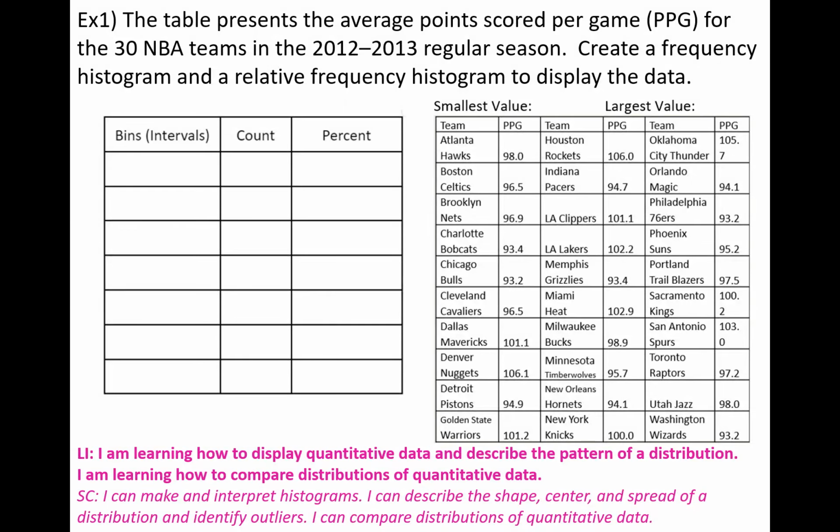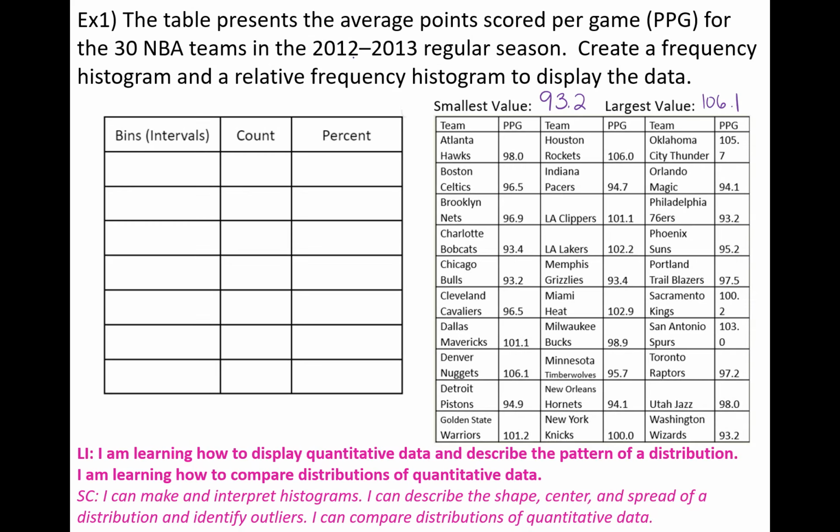All right, so part of the process, like we did with dot plots, is getting a sense of how many numbers or how far our numbers are spread out. We call that the spread. So at the top of our data, it has a place for us to put in the smallest value and the largest value. If you look through the table, you should find the smallest value is 93.2. It looks like that's the Chicago Bulls. And then the largest value is 106.1. Where did I see that? Oh, there it is, Denver Nuggets. Okay, so those are my values, 93.2 up to 106.1.